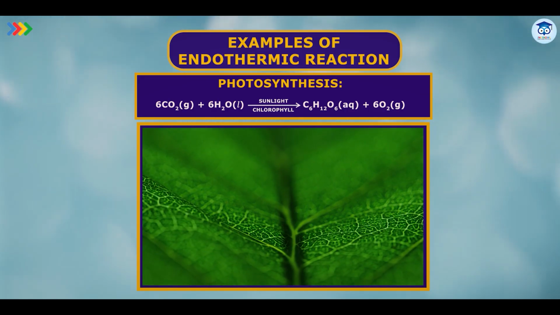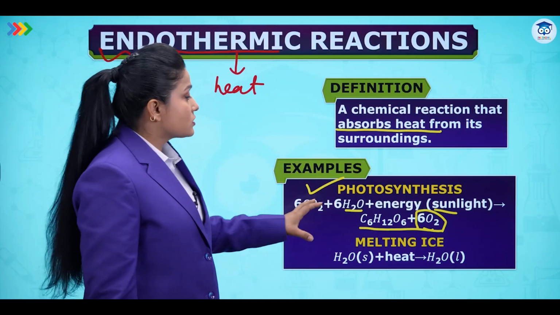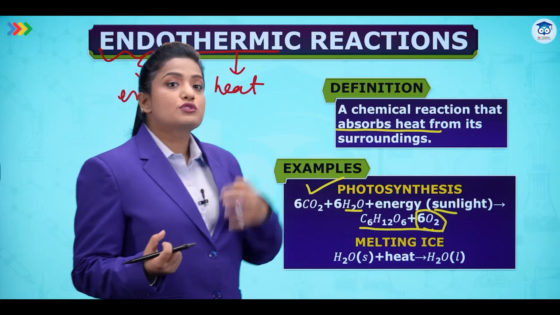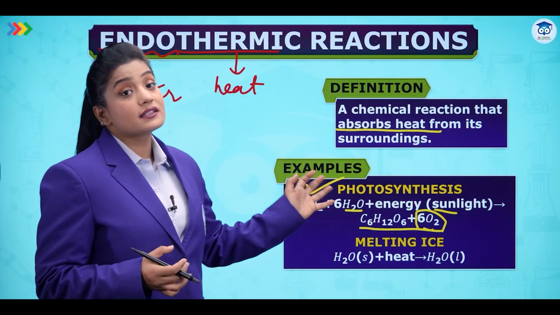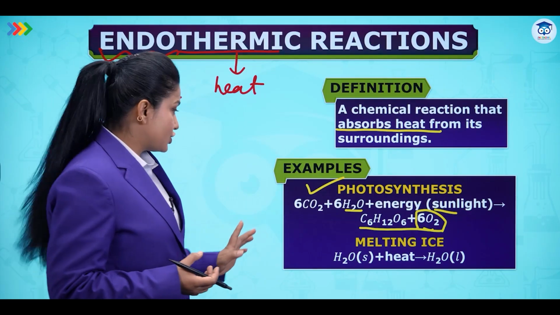This glucose is the food for the green plant, and this oxygen is exhaled by the plant, which is then inhaled by us. So in this process, we see that energy in the form of sunlight is absorbed. Since it is absorbed along with the reactants, it is an endothermic reaction.